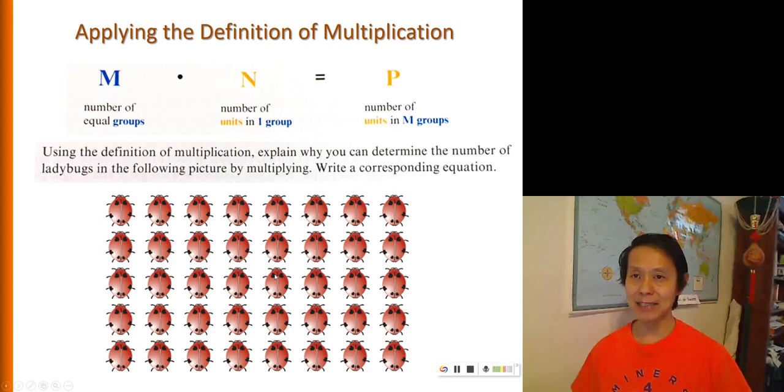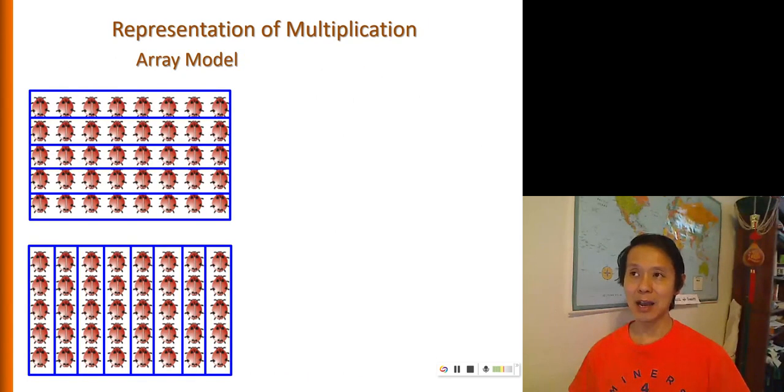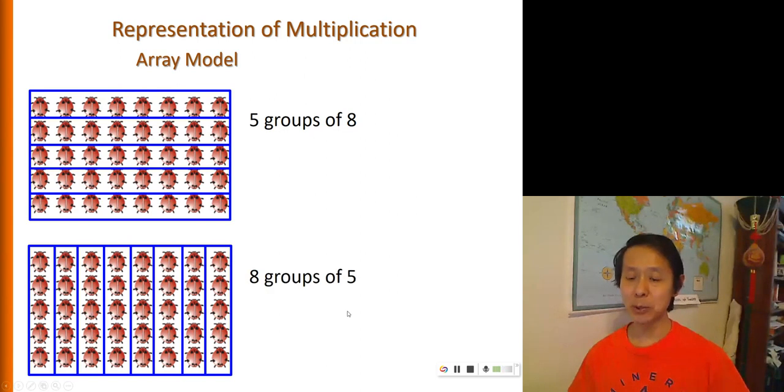Let's try to apply the definition of multiplication to determine the number of ladybugs in this picture without counting all the bugs, and then write a corresponding equation. Now we can interpret this picture in 2 ways. We can see it as 5 groups of 8. That means it's 5 times 8 equals 40, right? Or we can see it as 8 groups of 5. You can see there are 8 columns, and in each column there are 5 ladybugs.